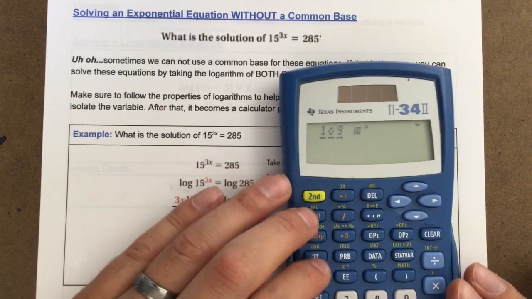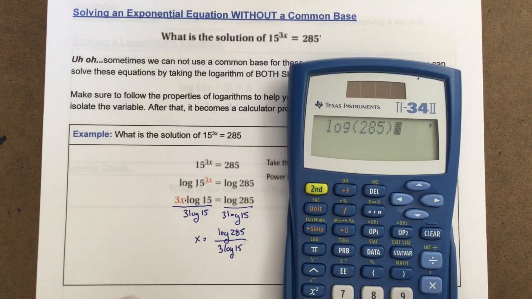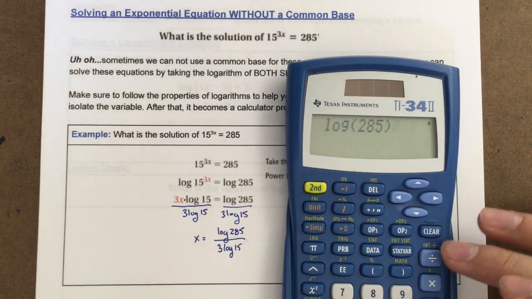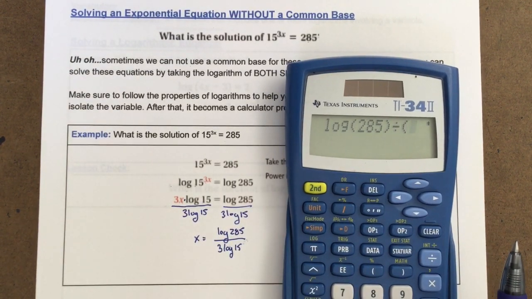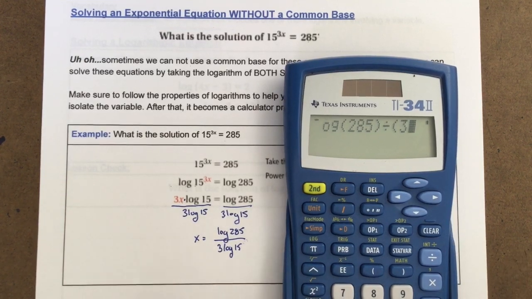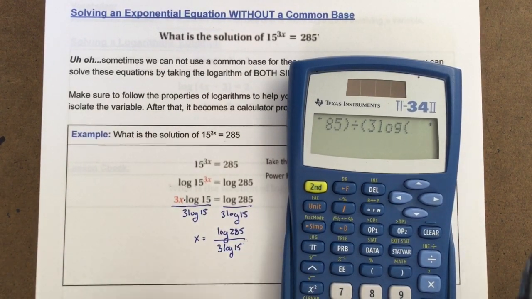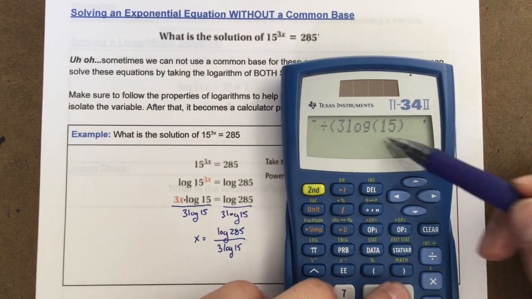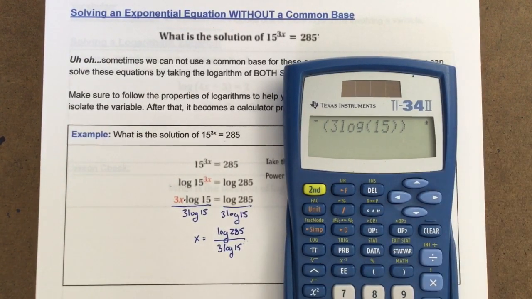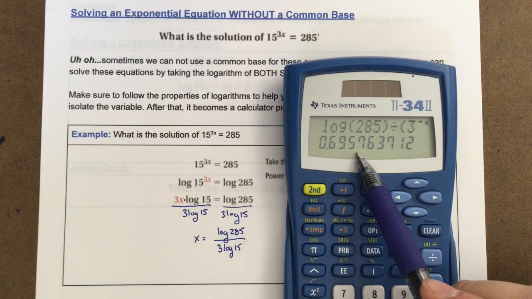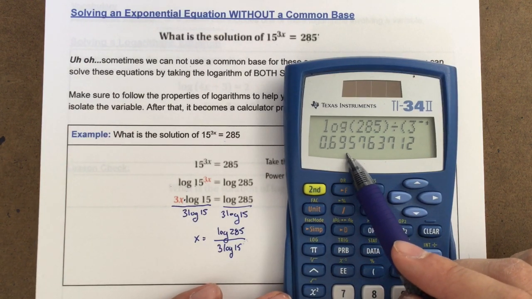So I'm going to do the log of 285, close parenthesis, because you don't want to take everything within one logarithm, so make sure you're closing that parenthesis. And I'm going to divide it by, I'm going to create another grouping here, open parenthesis 3, log of 15, close parenthesis, so now that's the log of 15, close parenthesis again to say everything is being divided, and hit equals. My answer is going to be 0.695763712. So I'm going to round this, let's say, to the nearest thousandth.